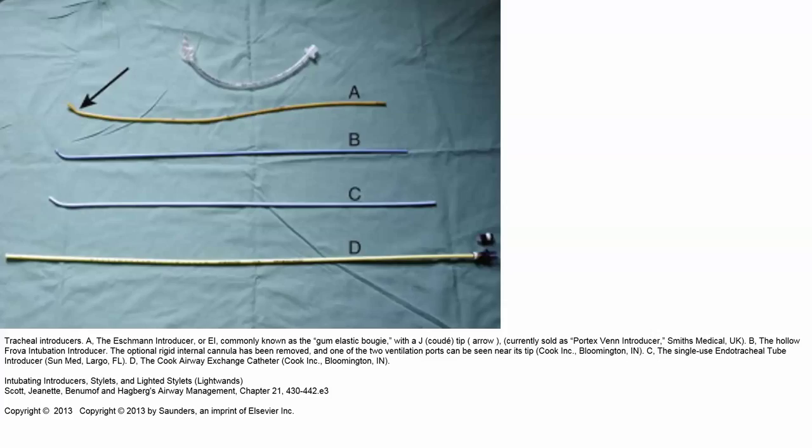Item B is a hollow Frova intubation introducer, and we do have those at UK. There is an optional internal cannula that makes it somewhat stiff, and of course this intubation introducer will fit through a tube. Item C is a SunMed endotracheal introducer. I think it's the same brand that we have here at UK. And item D is a Cook Airway exchange catheter, which some people call a banana. Although some bananas are solid, this banana is hollow.